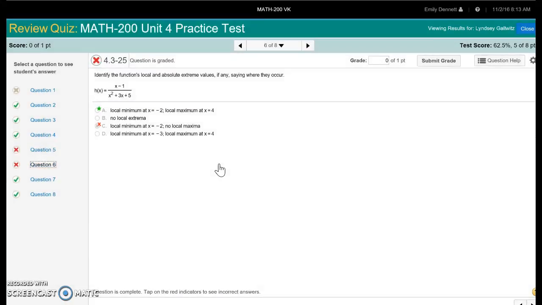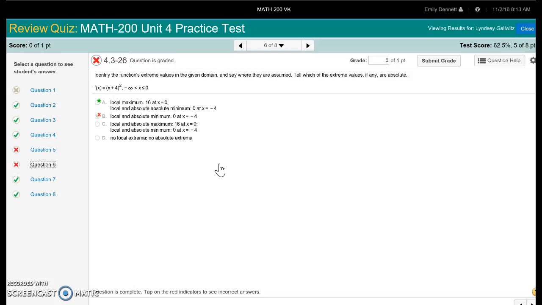Okay, let's look at this one. Okay, so same type of problem. Okay, so you have the one at 0. You have the one at negative 4. It looks like you should also have a critical value at 0. So check on that.